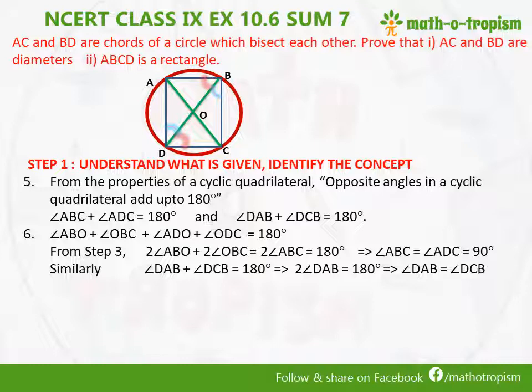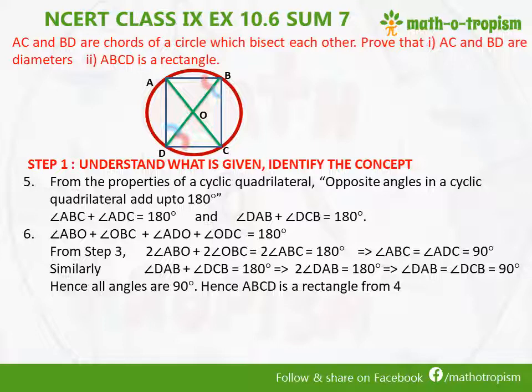So twice of angle DAB is 180 degree. So DAB and DCB both will be 90 degree. Hence all the angles are 90 degree, and we can show opposite sides are equal and all the angles are 90 degree. We have that ABCD is a rectangle from the steps 4, 5 and 7.